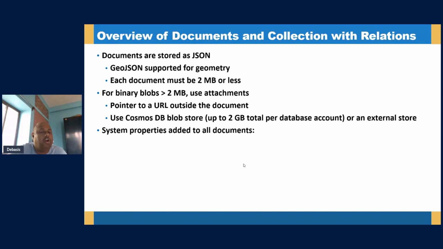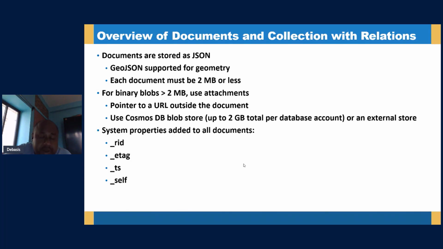System properties are always added to all documents. In Cosmos DB, when we insert records, there are a few system properties required to identify that particular record. Those system properties are always inserted internally against each and every document, and we do not need to provide any value for them. There are actually 4 different system properties: underscore RID, underscore ETAG, underscore TS or timestamp, and underscore self. Self basically identifies the record itself; it contains the address or URL location of the document.